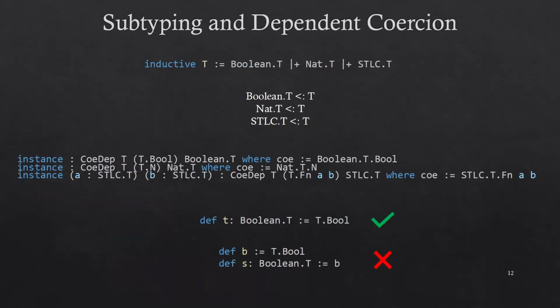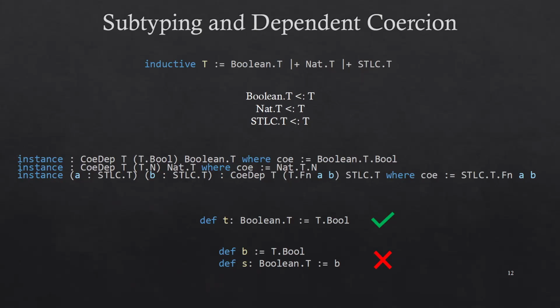Lean also provides another coercion type class called CoeDep, for dependent coercion, which gives us a facility to do coercion in the opposite direction if we have enough information about the structure of the value that we're casting. Again, these three instances are automatically generated as a part of the implementation of the composition operator.